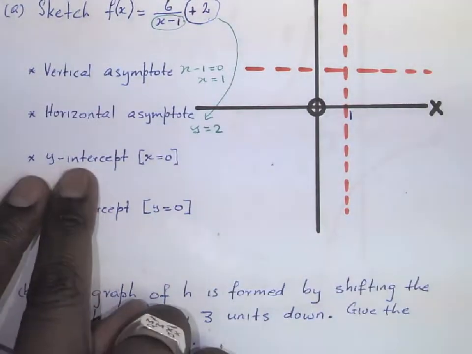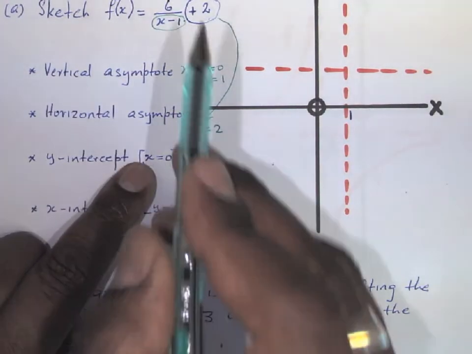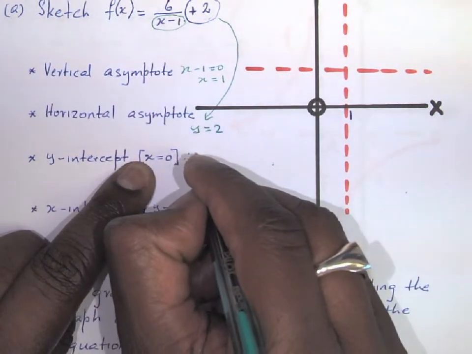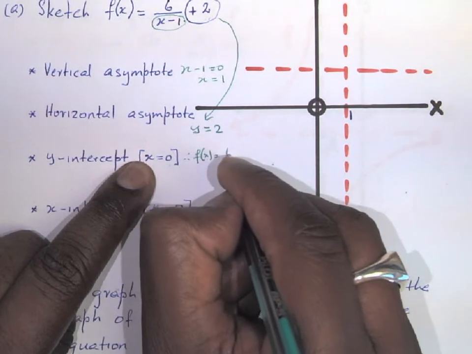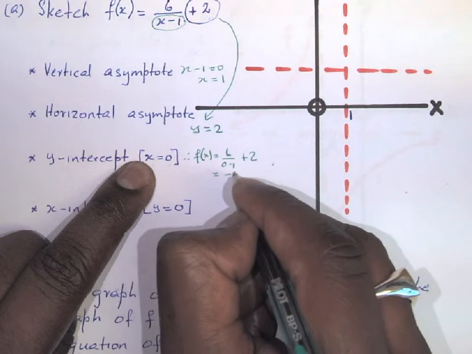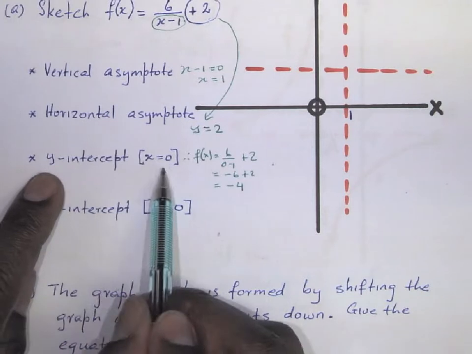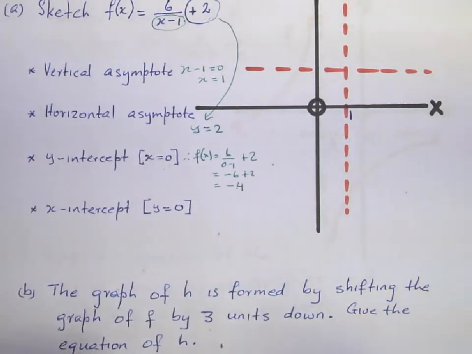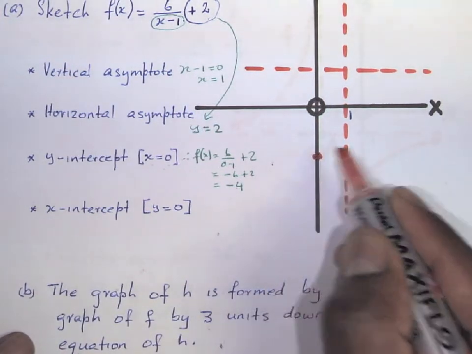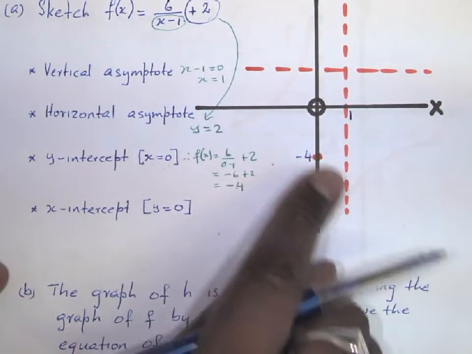The next thing will be to find the y-intercept. To find the y-intercept, you always make x equals 0. There is an equation, so you must make x 0 over there. So therefore, I can say now f of x is equal to 6 over 0 minus 1, then plus 2, which means that the answer will be minus 6 plus 2, which will equal minus 4. So therefore, my y-intercept is at minus 4. The graph cuts here somewhere at minus 4. Let's say maybe we put a point there, at minus 4. So the graph will cut in somewhere there.